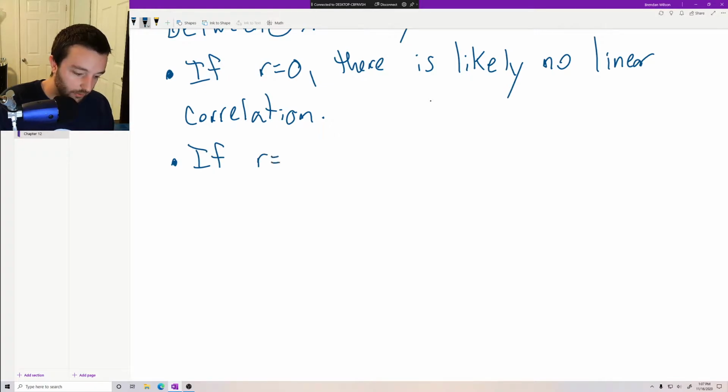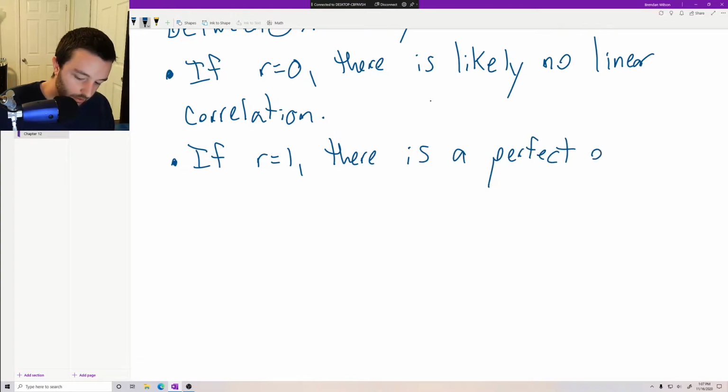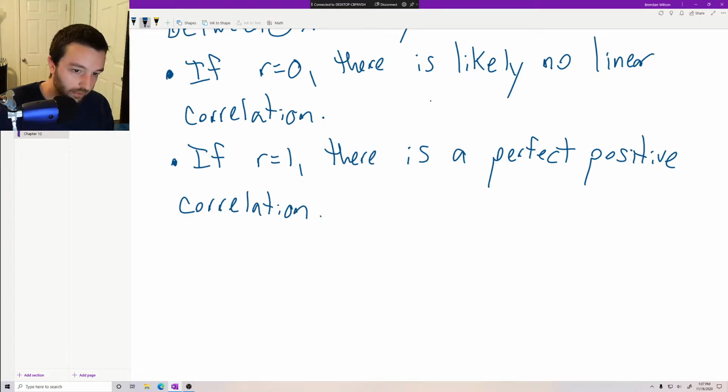If R is equal to 1, there is a perfect positive correlation. Okay. So this means that they're perfectly correlated and the relationship is positive, meaning your line is going to go upwards. It means that the slope is positive.